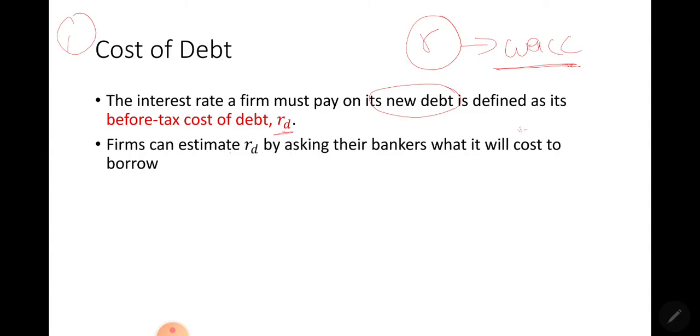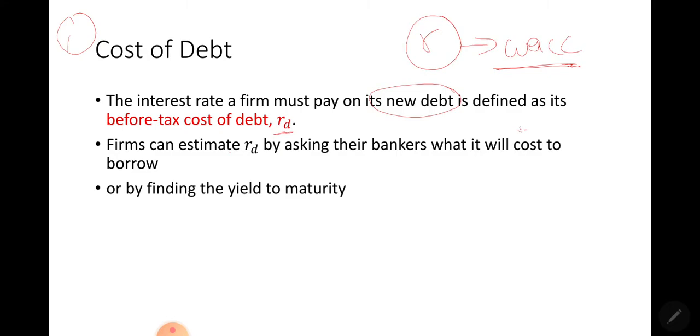Now, firms can estimate RD by asking their bankers what it will cost to borrow. So one way of figuring out the cost of debt is very simple. You can go to any bank manager and ask, if you give us a loan in the future, what will you charge as the interest rate? They will give you an estimated interest rate. One way of doing it is this way, and the other way is to find the YTM. If you want to issue bonds, you don't go to a bank, but you can calculate the YTM yourself.